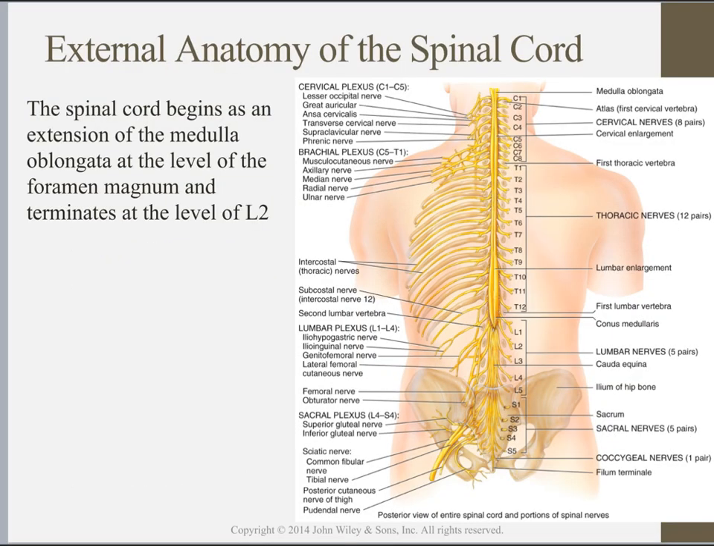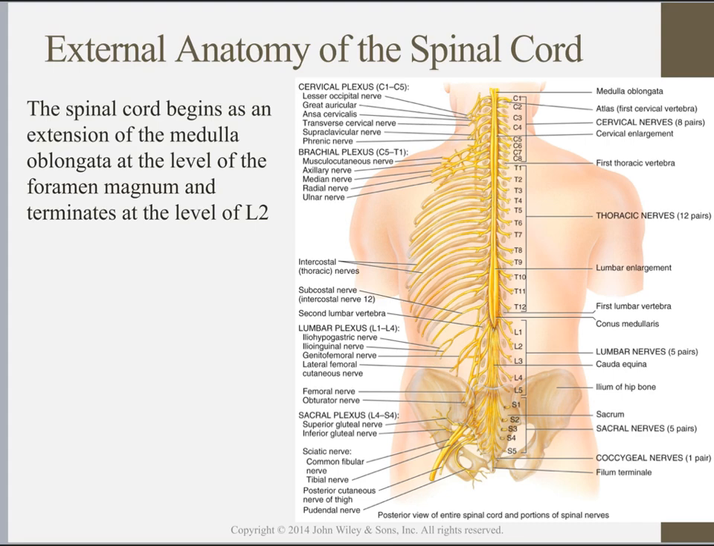Now that we have covered the protection of the spinal cord, let's look at the anatomy. We're going to look at this 2 ways. We're going to start by looking at the longitudinal section of the anatomy, so where it begins, where it terminates, and some of those major structures. And lastly, the cross-sectional anatomy of the spinal cord, looking at some specific structures.